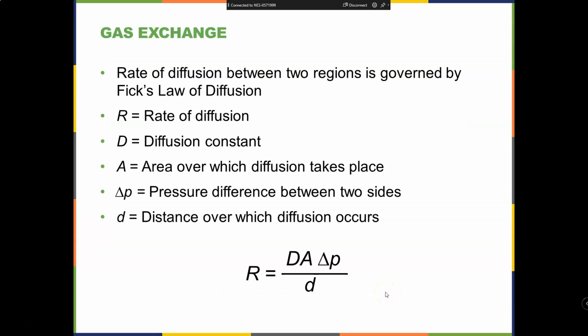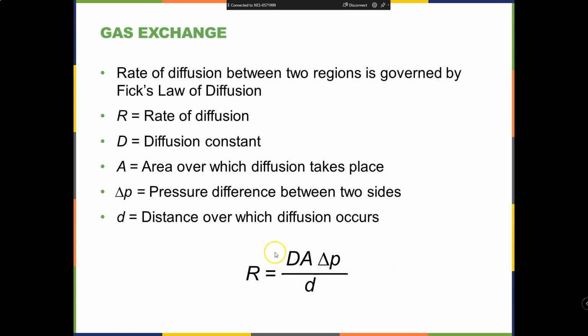All right, a little bit about gas exchange. I'm not going to require you to memorize this formula right here or do manipulations of it. Unfortunately, I wish we could, but we don't have time. But you do need to be familiar with the idea, all right?